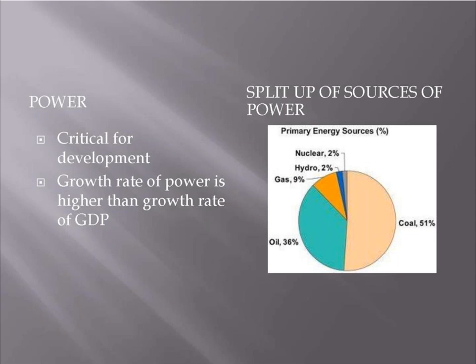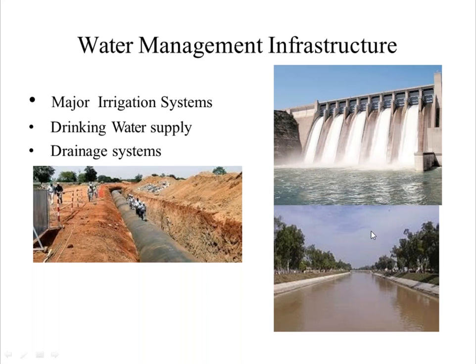Now, power is critical for development. We can see that the growth rate of power is higher than the growth rate of GDP. Again, this is the split-up of sources of power: nuclear 2%, hydroelectric power 2%, gas 9%, oil 36%, and finally coal, which has the largest share, that is 51%. Then comes the water management infrastructure.